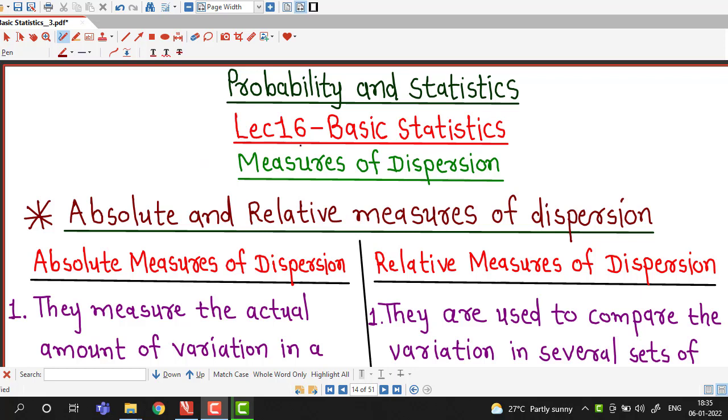Hello friends, I welcome you in lecture number 16 on basic statistics. In this lecture, we are going to discuss relative measures of dispersion.